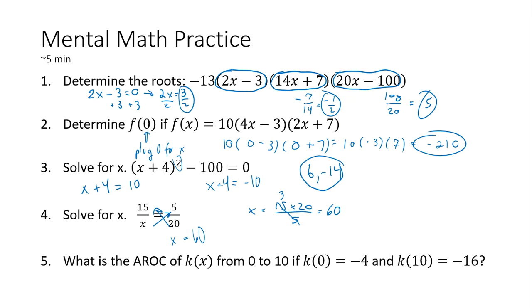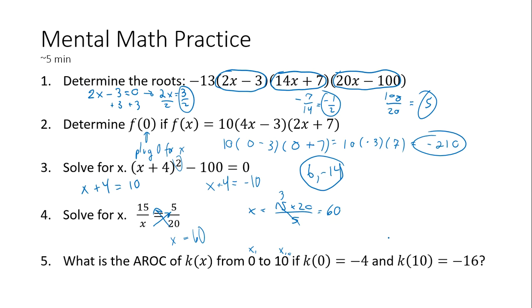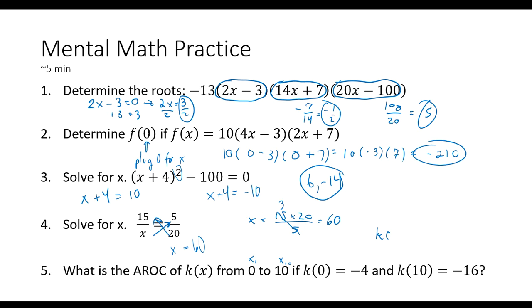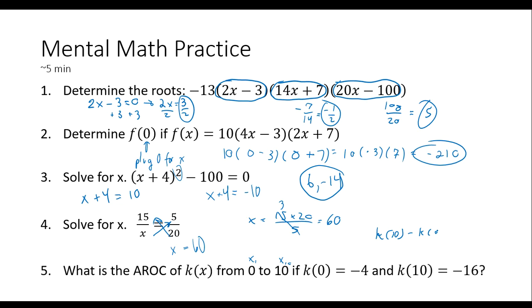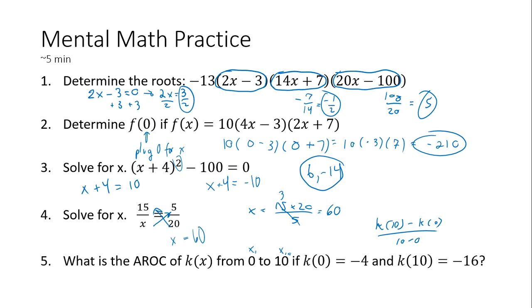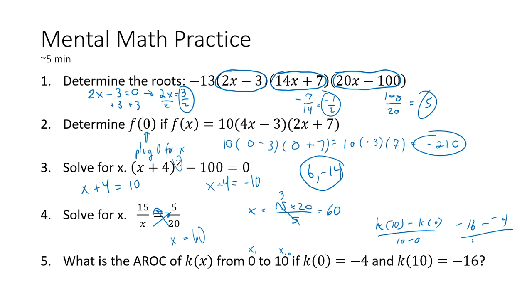Lastly, ladies and gentlemen, number 5, average rate of change. I'm giving you 2 ordered pairs. Interval goes from 0 to 10. And so in my head, what I'm thinking is I need k of 10 minus k of 0 over 10 minus 0. And so I know that sounds like a lot, but it's just the symbols. Really, it's the difference in the y values over the difference in x values. So in my head, what I'm doing is negative 16 minus negative 4 over 10 minus 0.